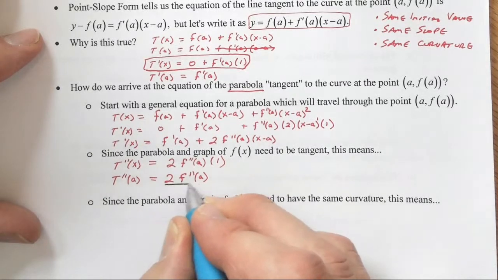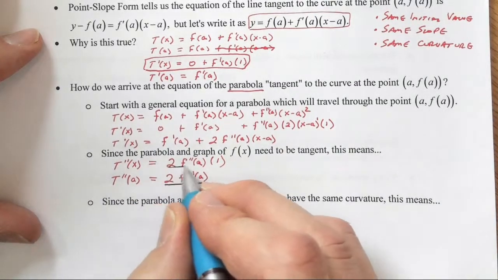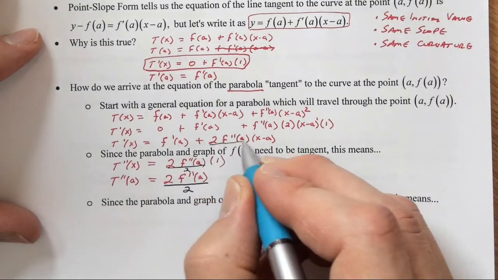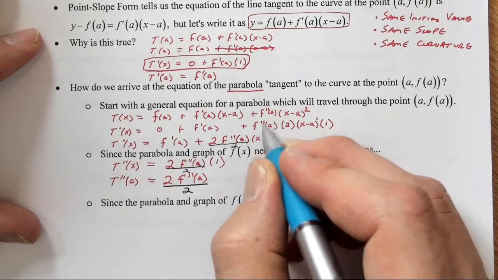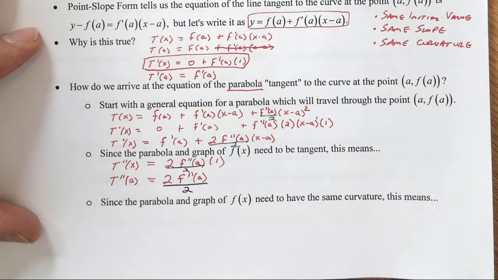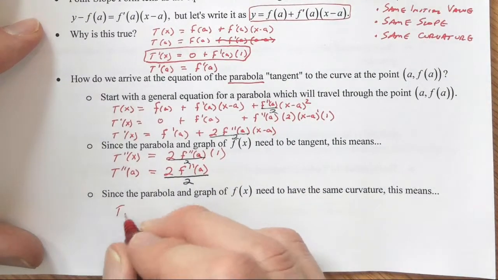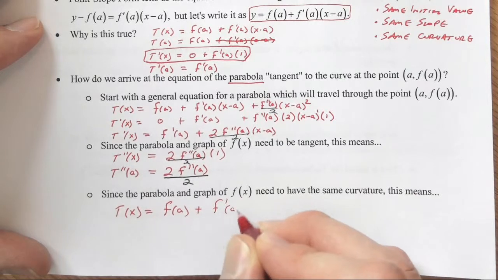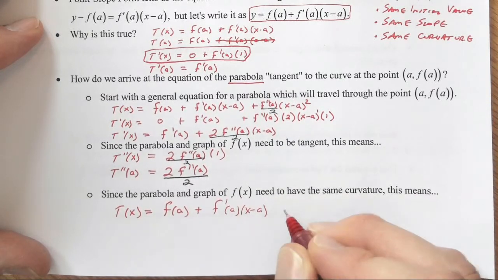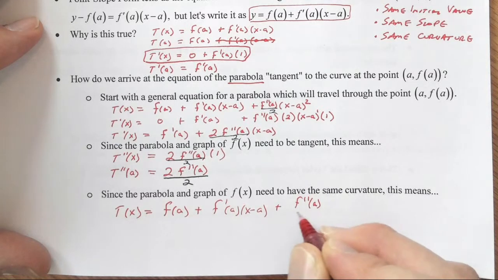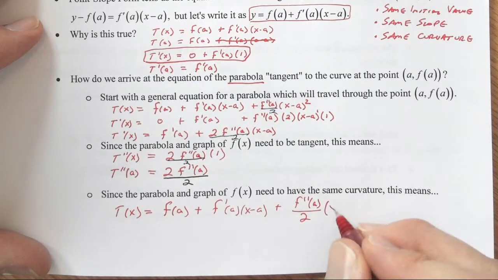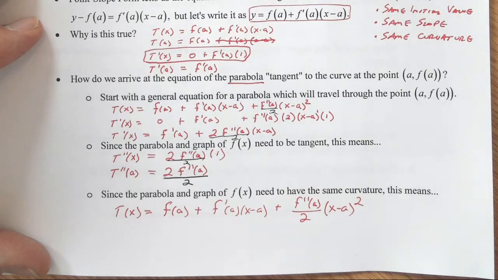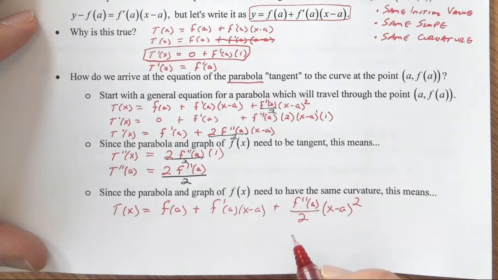In other words, we need to divide by 2, which means this needs to be divided by 2, which means way up here, this needs to be divided by 2 as well. So what are we looking at? T of x is equal to f of a plus f prime of a times x minus a plus f double prime of a over 2 times x minus a squared. Now, if we use this formula, we should get ourselves a tangent parabola. In the next video, we'll actually see that in action.